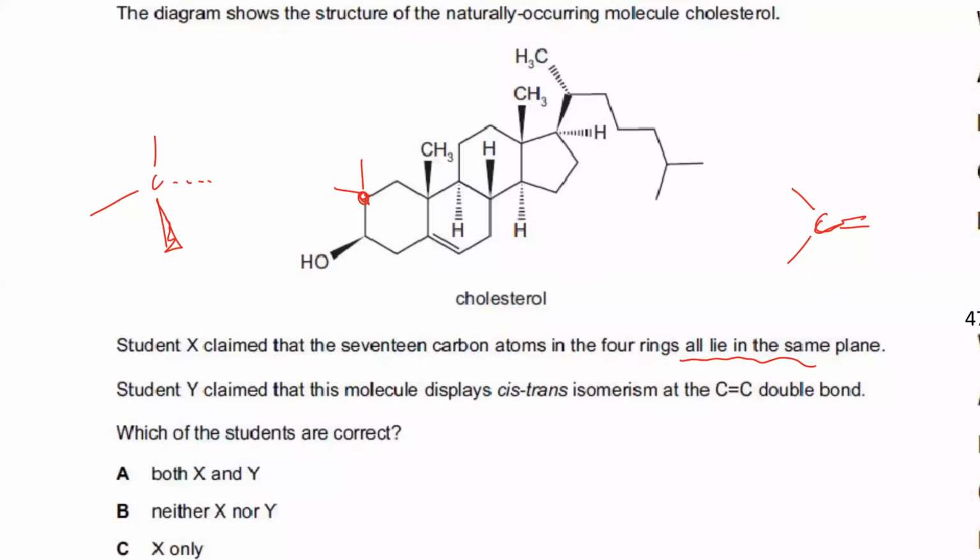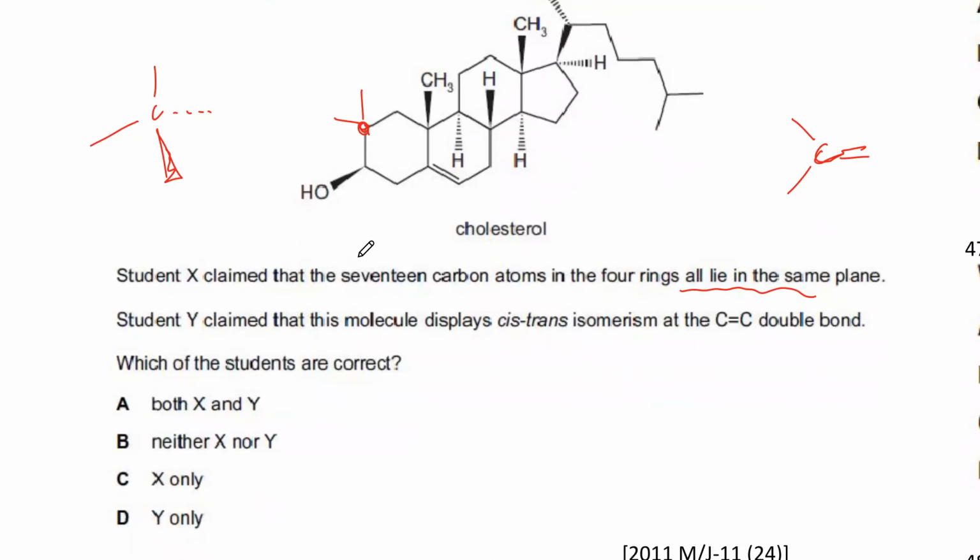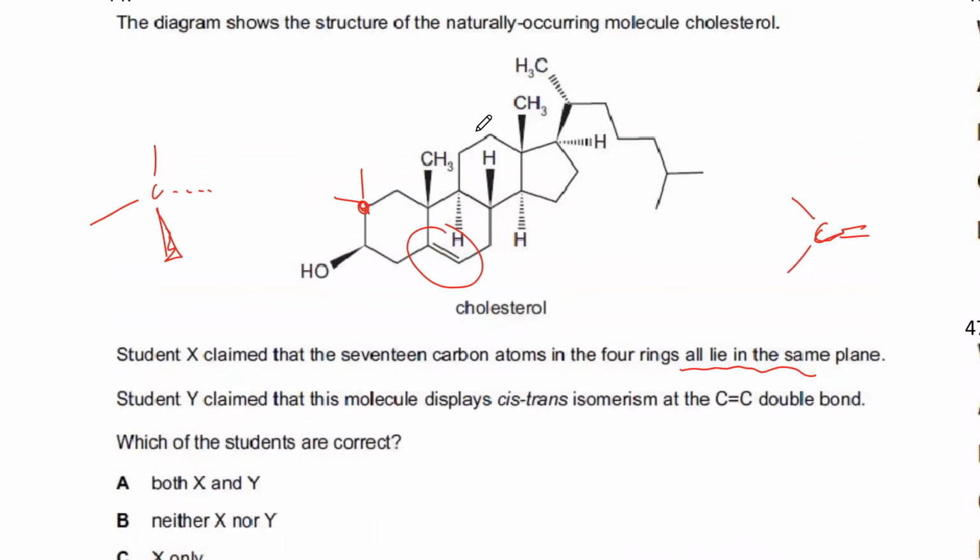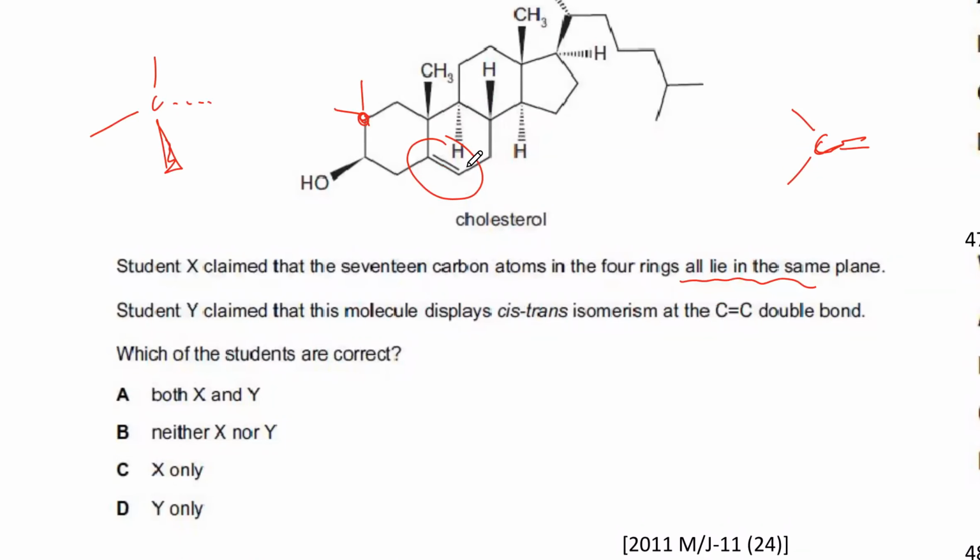Yes, sir. Okay, so the first student is definitely wrong. Which of the students are correct? The first one is wrong. What about Y? He claims that the molecule displays cis-trans isomerism around the double bond. So there is a double bond, but remember that I gave you a condition that there's got to be a double bond, but it should not be cyclic, because you can't have geometric isomers in cyclic structures. You can't twist one side around, because if I want to twist this side, I would have to break the whole structure, right? And if I break the structure, then that's a structural isomer, not a geometric isomer.